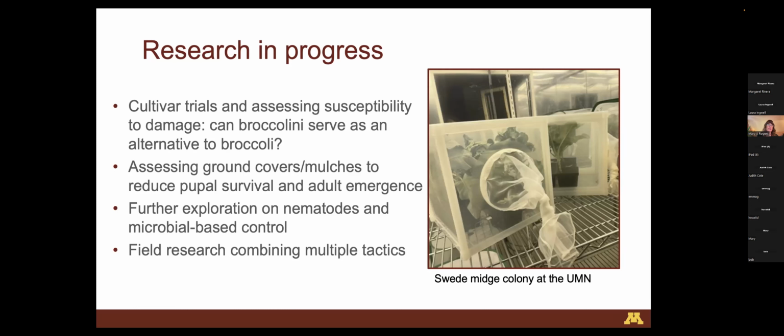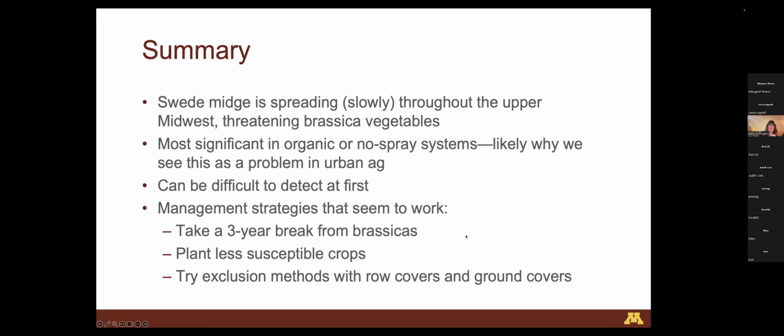We're also going to be looking more at ground covers and mulches. Straw mulch and some of these organic mulches don't seem to be as effective as our plastic barriers. So we're going to explore that a little bit more. And then further exploration on nematodes and microbial-based controls in the field setting. And then also we think integrated pest management takes kind of a multiple tactic approach. So what some of these things might look like in combination and if we can get synergistic control.